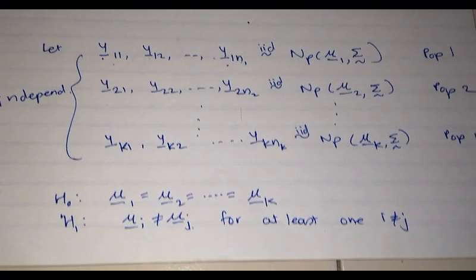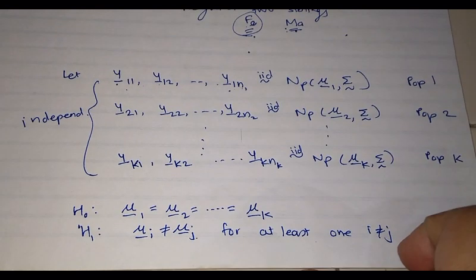Now how do I proceed? We saw the likelihood ratio test for the mean of a single sample. So we are going to try and generalize that to the mean of multiple samples.